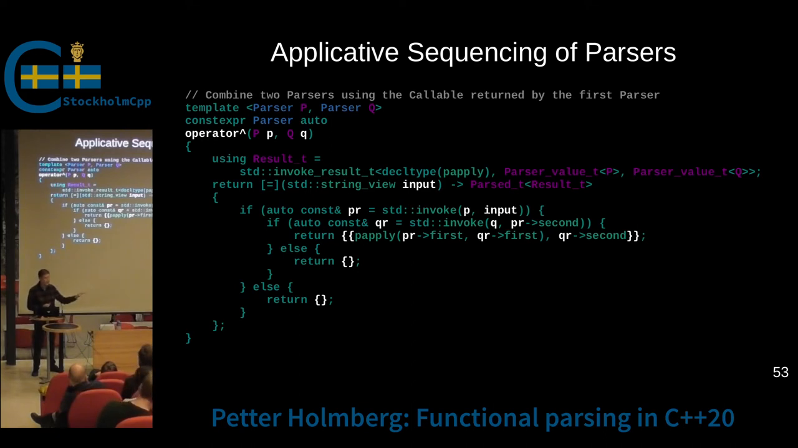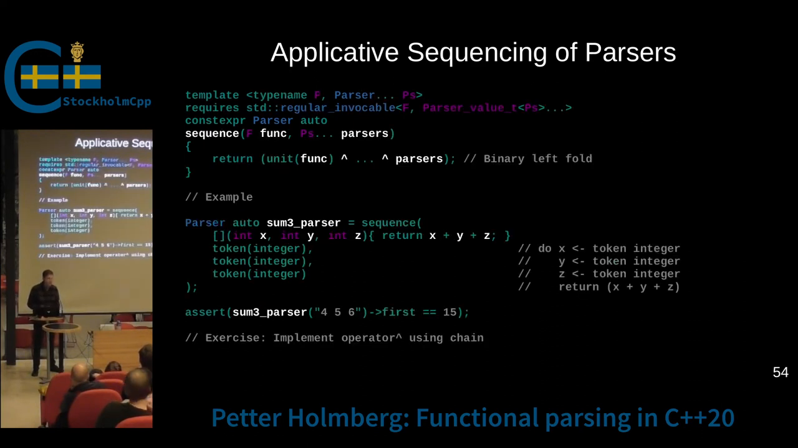First, we invoke the first one, call it PR, the result. Then we invoke the second one, call that QR. And then we pass PR and QR, the parsed things, into pApply. And that's what we're going to return if both are successful. Okay, so we're going to make a helper for this as well. I like to call this sequence. Sequence takes a function and a pack of parsers. It has to be as many parsers and of the right value types so that we could actually call that function with the parsed things.